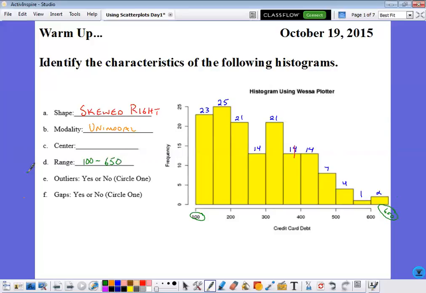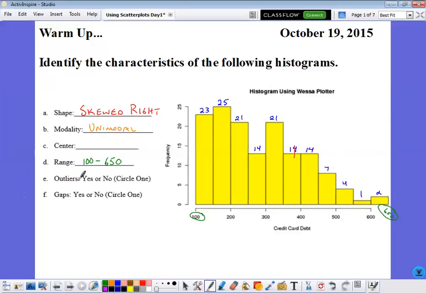And in this case, because we're talking about histograms, and histograms do not talk about exact values, I'm going to go ahead and leave that range as it is, 100 to 650. I know in the past we've subtracted to get a single number, but I'm going to leave it as a range of numbers from 100 to 650. Okay, now let's move on to outliers and gaps.